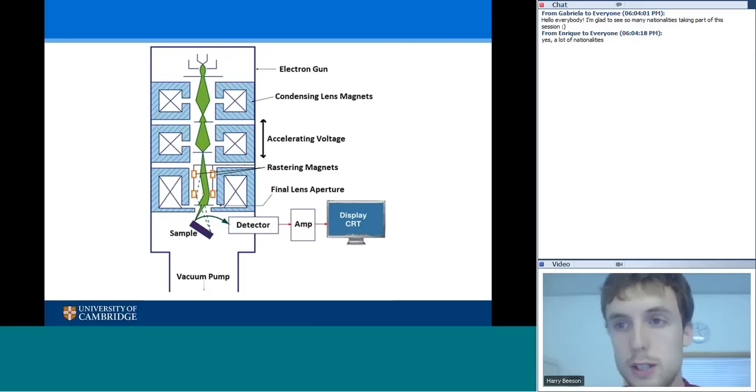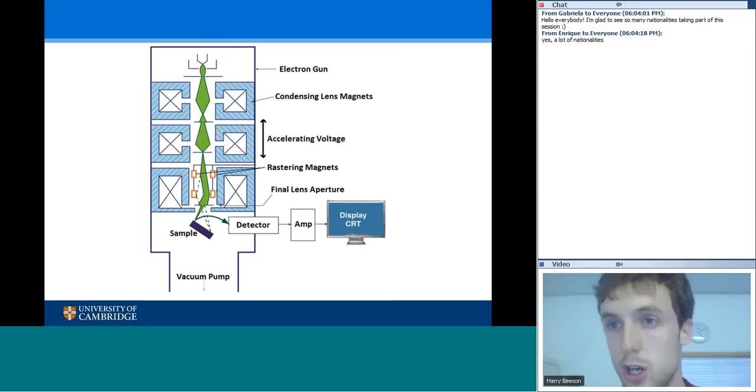So if we actually look inside to see what is going on, as I said, the idea behind the electron microscope is to use electrons rather than light to do the imaging. So at the top of the device, we have an electron gun, which is essentially a piece of metal that we heat to very high temperature. It's normally tungsten because of the high melting point, and that essentially boils off electrons, which we then use for the imaging.